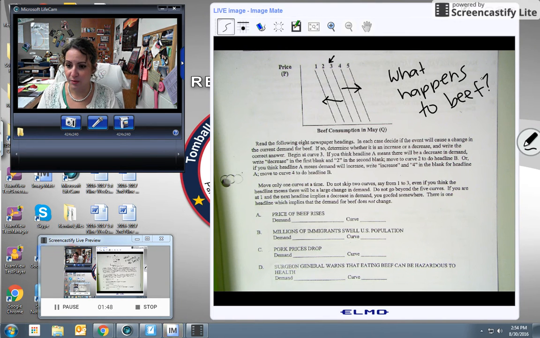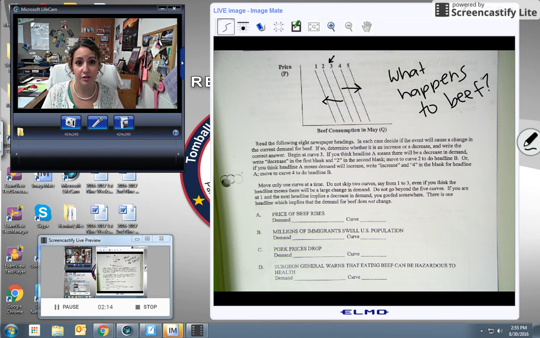On letter A, it says the price of beef rises. And we have that poster in our classroom of the shifters of demand. And it's ITSECO: income, taste, substitutes, expectations, complements, and number of, that's O, buyers. So these are our shifters of demand. And if it's one of those shifters, it's going to shift demand.